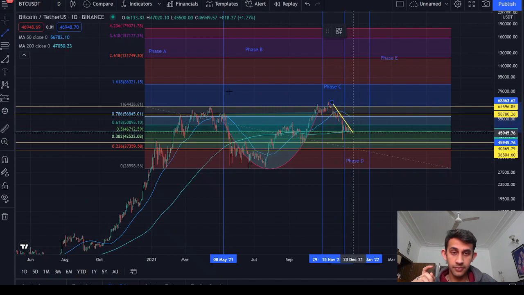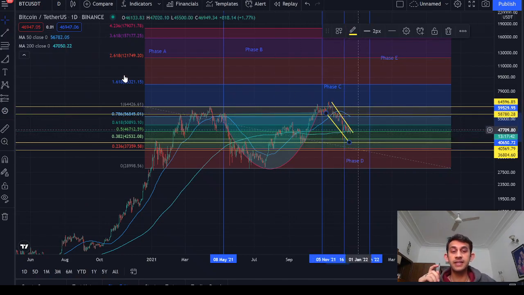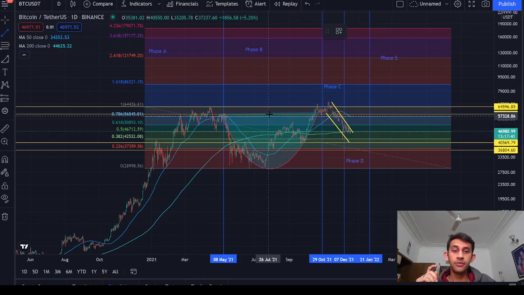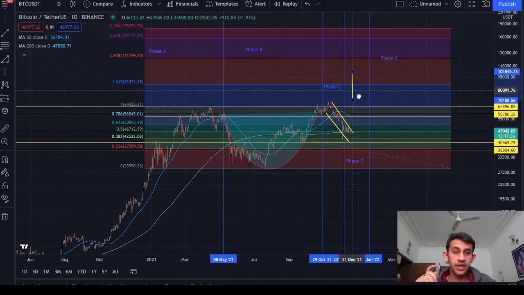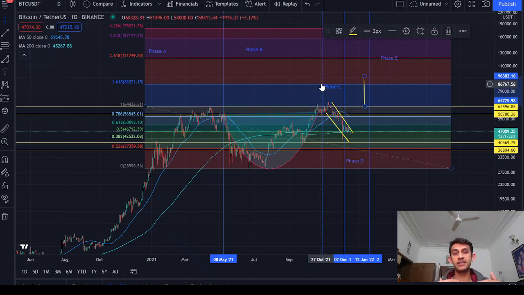Perfect. So after this happens, we can see that the target for this will be around the $98,000 level or the $100,000 level, because this is going to break out when we cross, let's say, the $65,000, which is the highest resistance line we have.